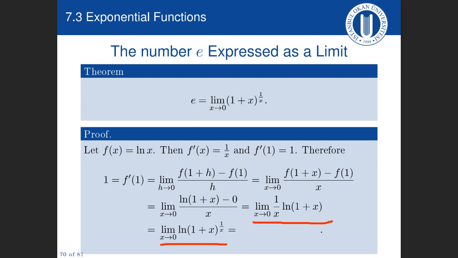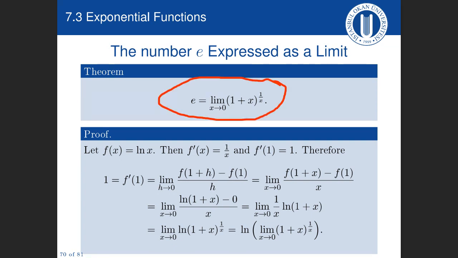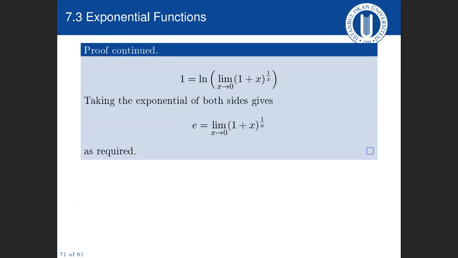Almost. Limit as x tends to 0 of ln of 1 plus x to the power 1 over x. ln is continuous. Anytime we have a continuous function, we can swap the limit and the continuous function. That's ln of the limit as x tends to 0 of 1 plus x to the power 1 over x. I think you can see what we're going to do here. We're going to take the exponential of both sides, and then we're going to be finished. Taking the exponential of both sides, we get the formula that we required.